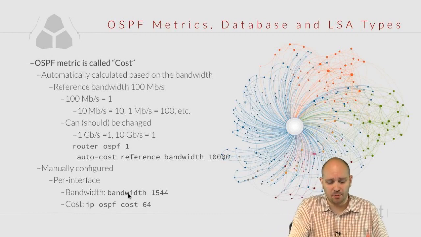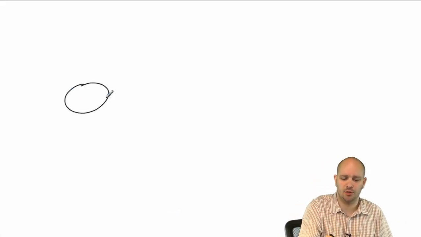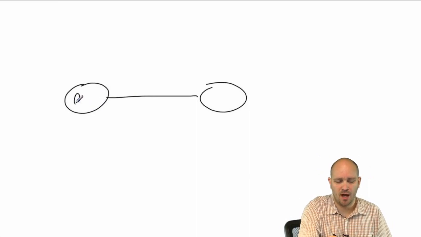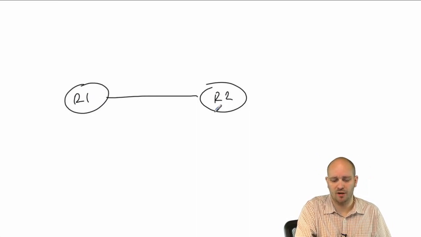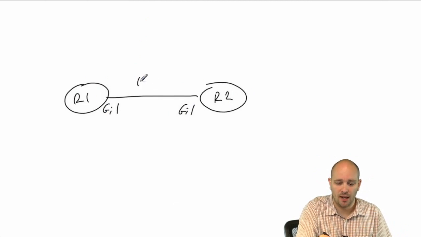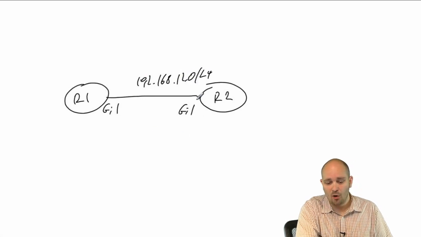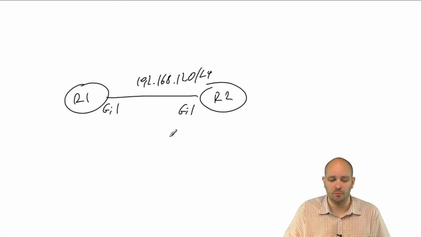Let's now take a look at some of the very, very basic cost manipulations in IOS. I have already explained them here, but let's see them in action. To do that, I'm going to continue with the example that I used before. I'm just going to use my R1 and R2 routers here, and they are interconnected on gigabit interfaces 1, and the network between them is 192.168.12.0/24, and I already have OSPF configured between them.